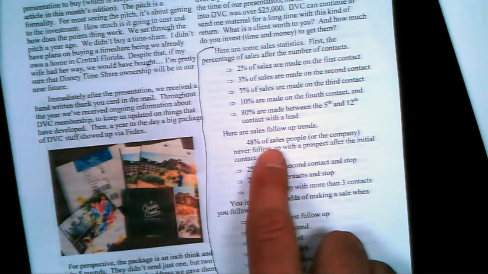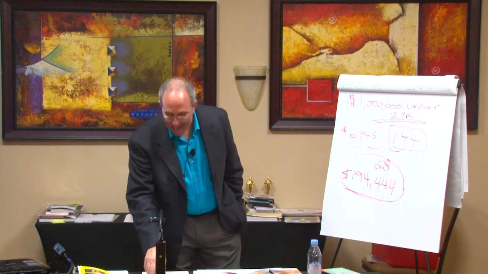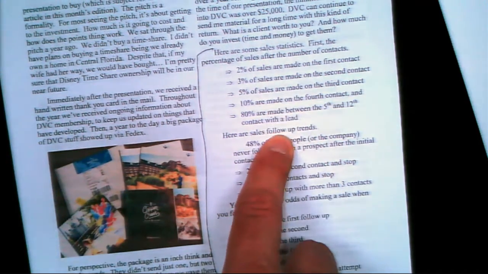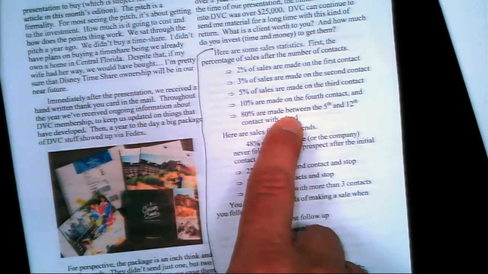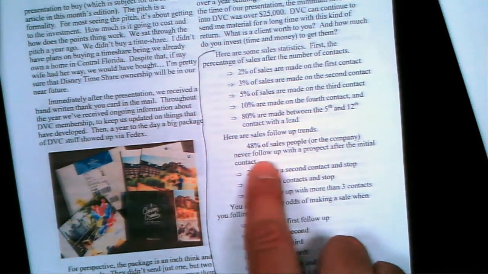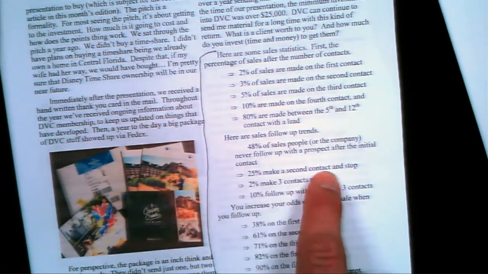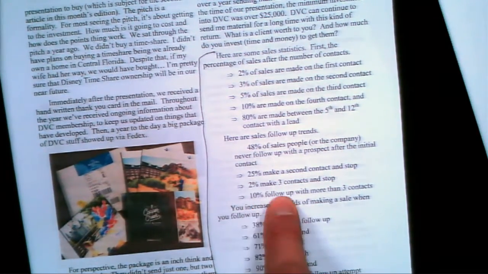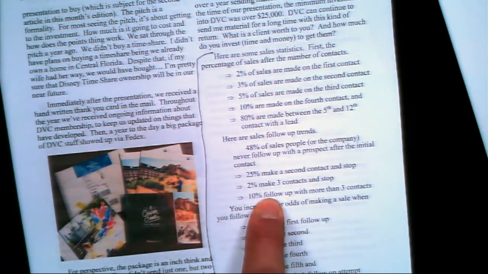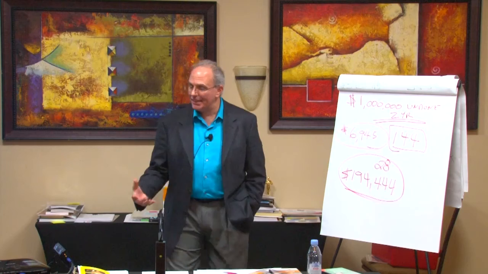Here are sales follow-up trends. Okay, so those are the numbers. Those are data. 80% of people who said no, and they said no an additional 4 times and continue to get a follow-up, convert. 80%. Here's a typical follow-up. 48% of salespeople never follow up with a prospect after the initial contact. Never. 25% make a second attempt and stop. 12% make a third attempt. 10% follow up with more than 3 contacts. So the 10% that are going beyond 3, even if it's just 3, they're getting 5% conversion. But if they go to 5, 80%. This is data.